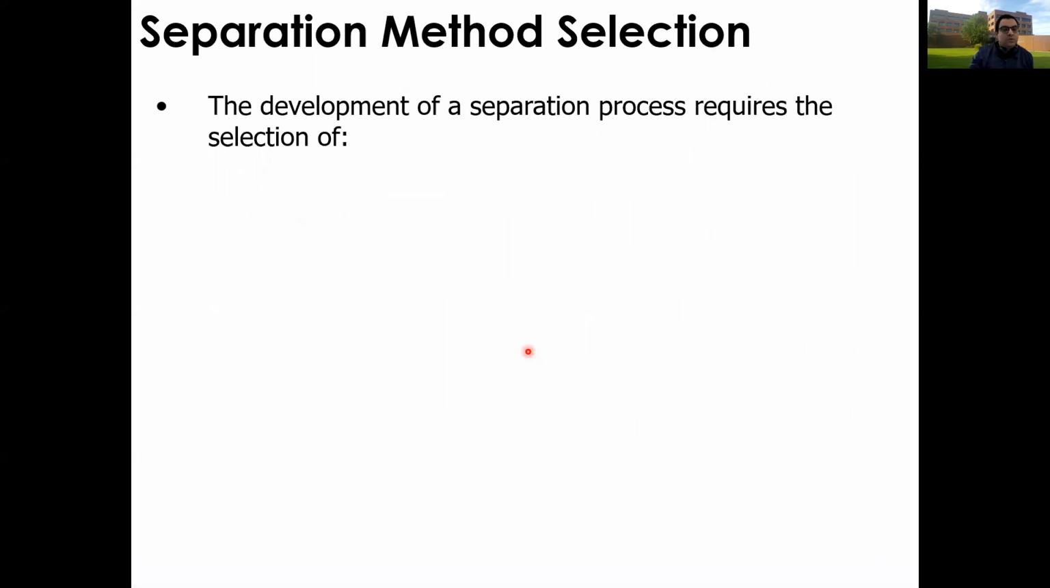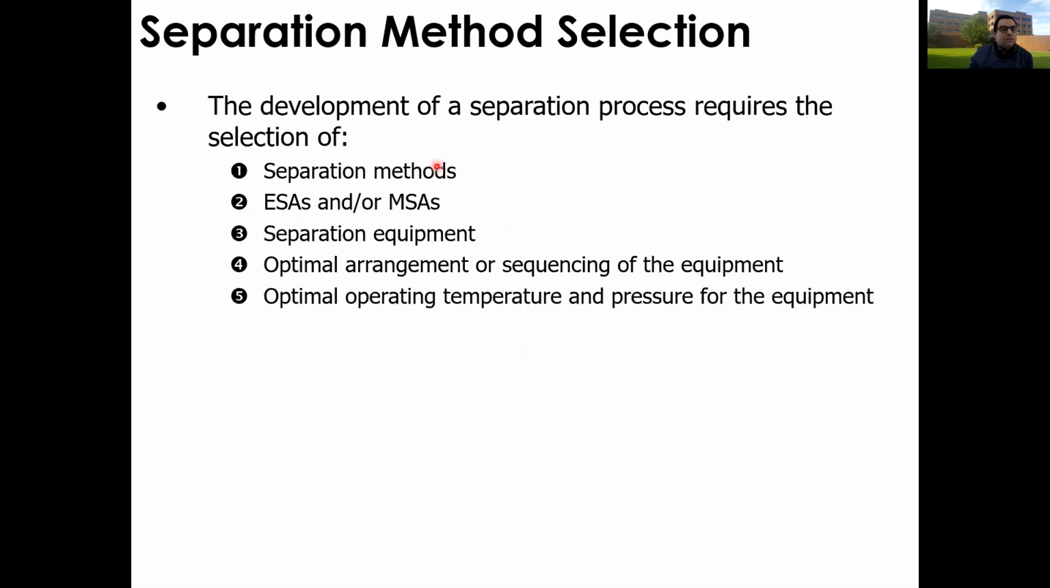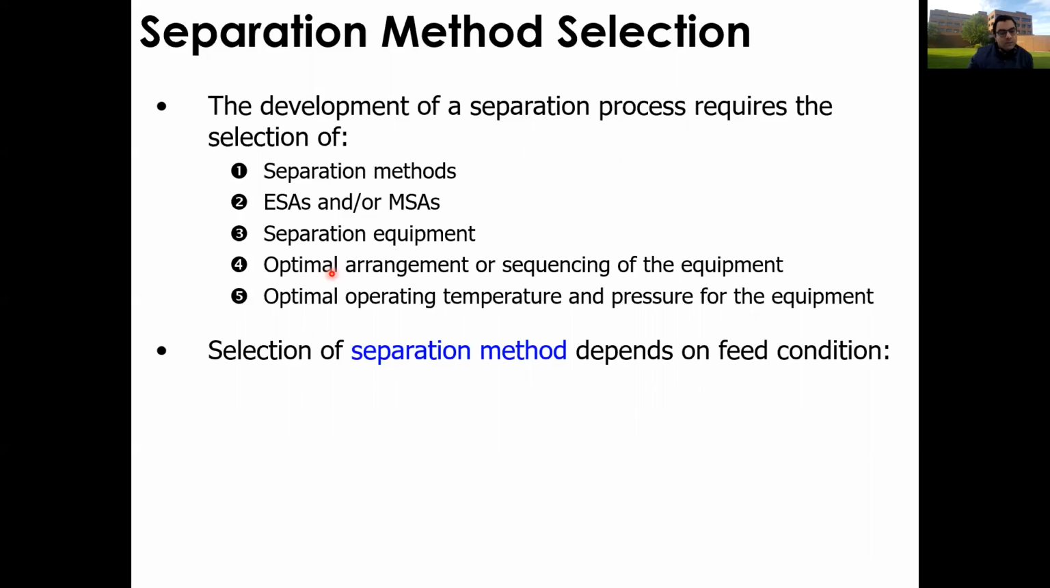So when developing a separation process, you need to select your method, your energy agent, or your mass transfer agent. If I'm using an energy agent, I need to know exactly how much energy I need. If I'm using a mass agent, I need to know how this agent will behave. What's the solubility? All of these details. Your equipment, your optimal sequencing, and then optimal operating conditions, temperatures and pressures.